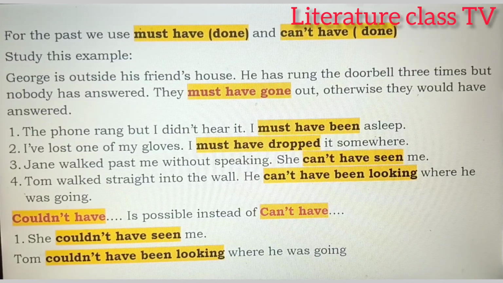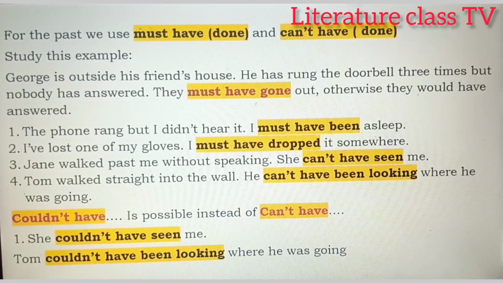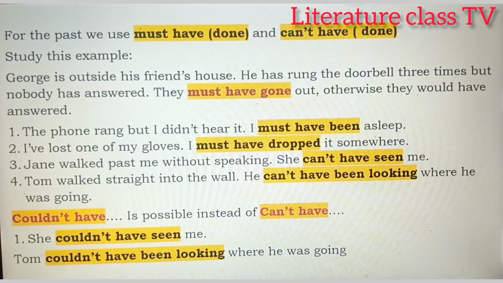My friend, we have been discussing the use of must and can't. We use must for something that we feel sure is true. And we use can't for something which is not possible.